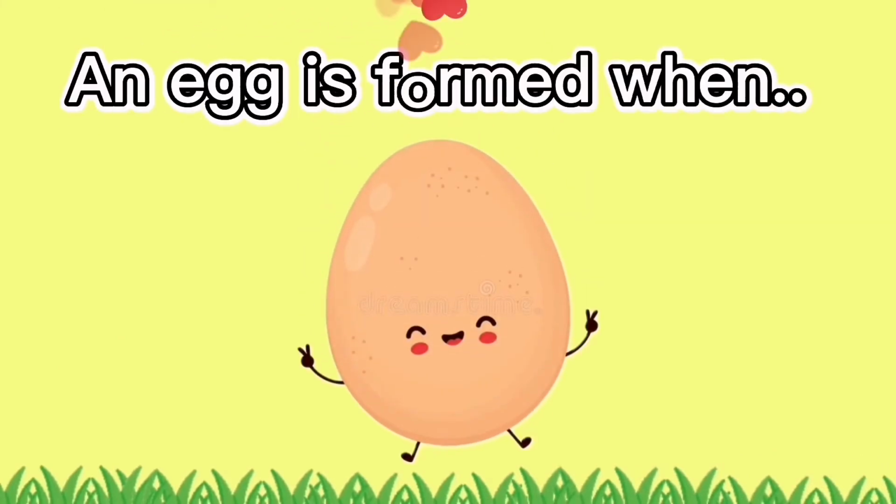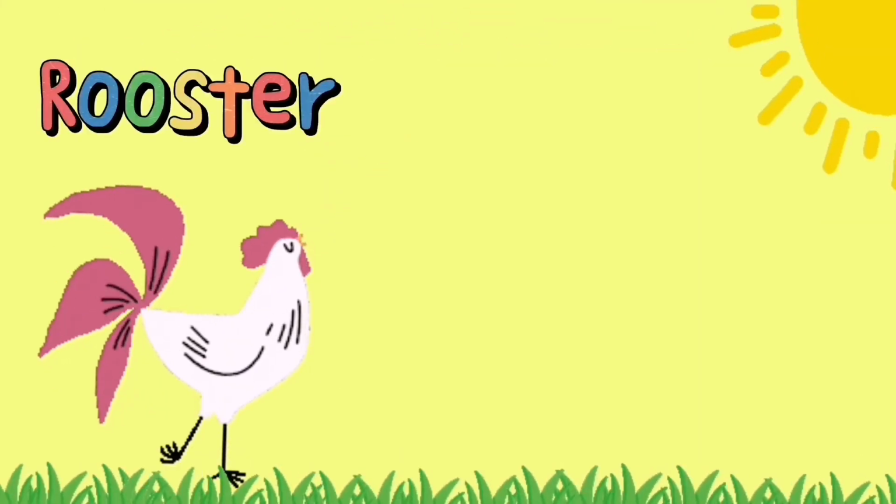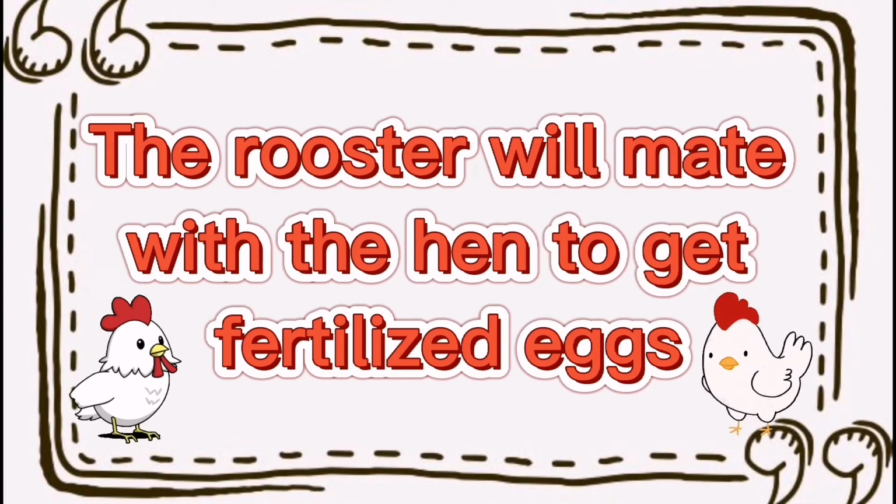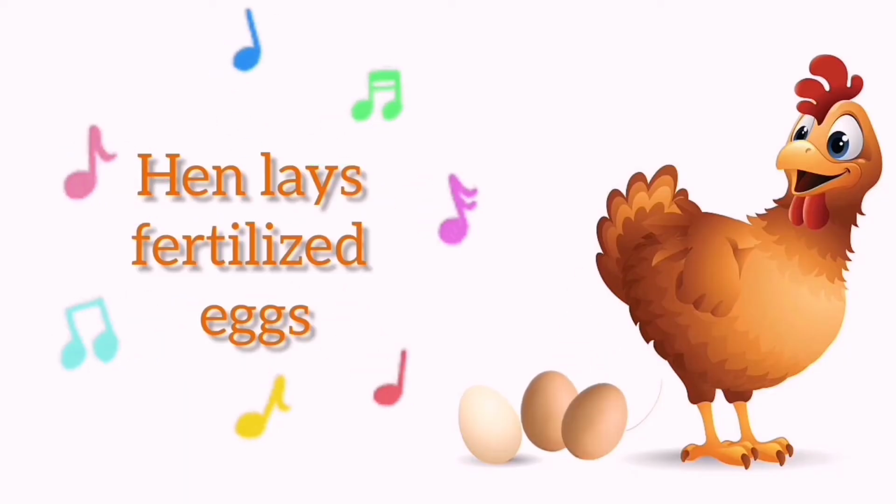An egg is formed when a rooster, a male chicken, meets a hen, a female chicken. The rooster will mate with the hen to get fertilized eggs. Later, the hen will lay the fertilized eggs.